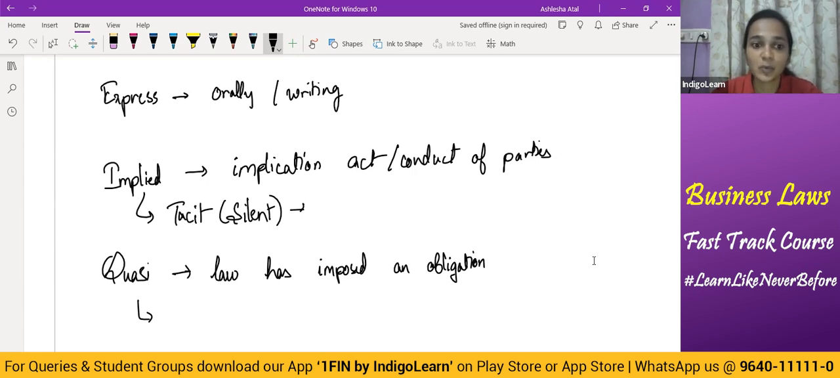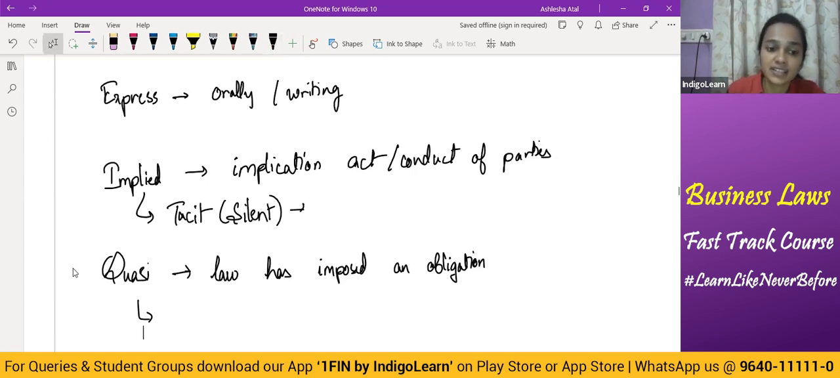Have you all understood what quasi contracts are? Yes, ma'am. Quasi contracts are very important from the examination point of view as well. We'll learn about quasi contracts in much more detail when we go to unit 6. However, there are instances where questions based on quasi contracts are asked in examination as well. So it is important that you understand what it means.